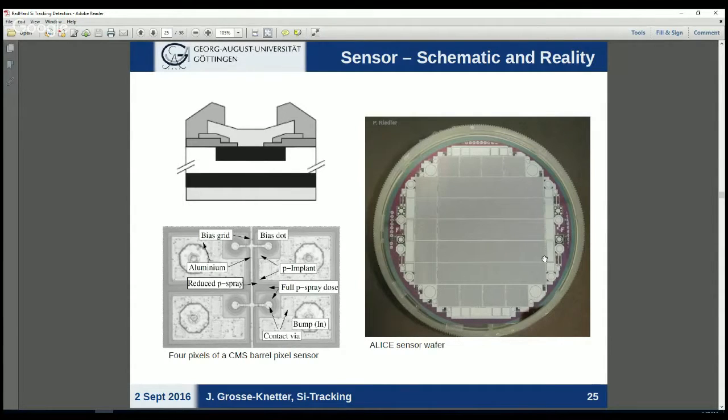You see an entire wafer, even with more complex structures in there, but one of these rectangular objects here, for example, that would be a sensor wafer with typically a few 10,000 pixel implants on top with a metal contact. So that's the first part of the hybrid.